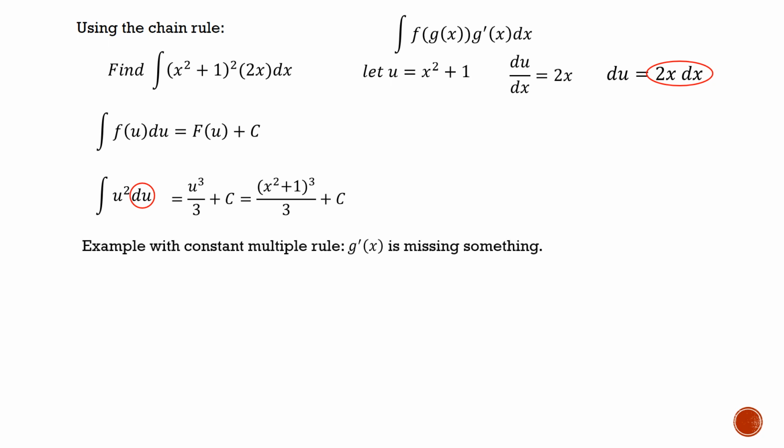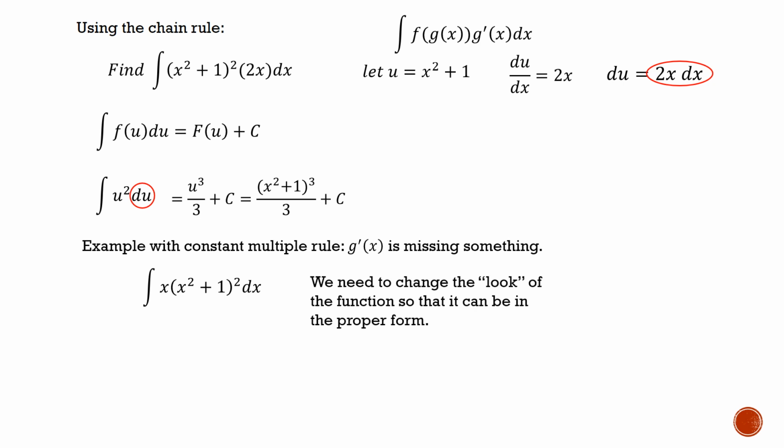So we're going to do an example where g prime of x is missing something. For example, we have the antiderivative of x times (x squared plus 1) all squared dx. Now, we know the composite part is (x squared plus 1) all squared. If I take the derivative of x squared plus 1, I get 2x. But here I only have x. So as you can see, there's something missing. So we need to change the look of the function so that it can be put back in its proper form. How do we do that?